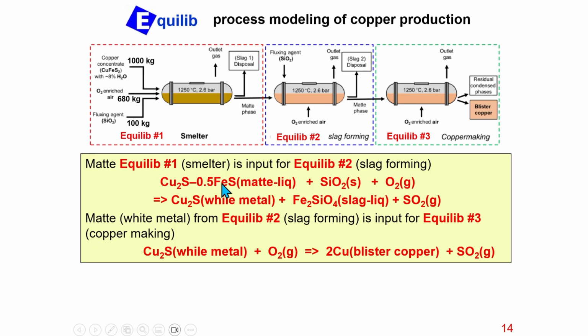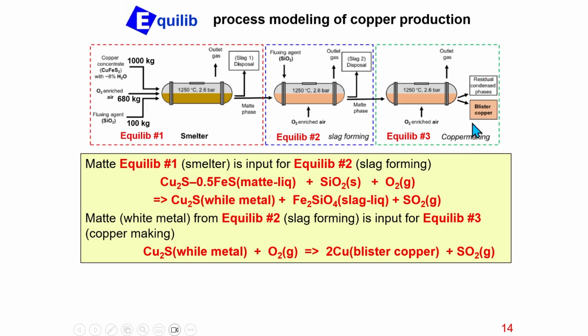This is the reaction that takes place, more or less. The rest of the iron sulfide gets oxidized out and we form copper sulfide white metal, and that would occur here. And again, what we would do is we now take this copper sulfide white metal, we'd save it as a stream and then import it to another Equilib calculation. So this white metal is then input to Equilib 3, where the white metal, the copper sulfide, is then oxidized to produce blister copper and SO2. So 3 steps in this simulation using Equilib.